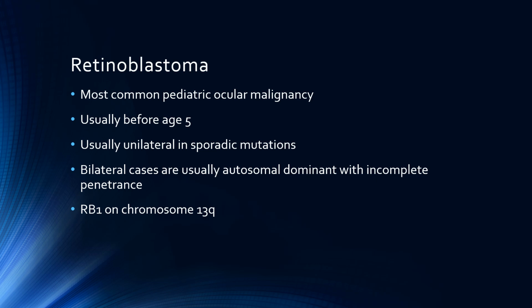Retinoblastoma is the most common pediatric ocular malignancy, typically will present before age 5, and it's usually unilateral if the mutation is sporadic. Bilateral cases are usually autosomal dominant hereditary retinoblastoma with an incomplete penetrance in the parents. This is affecting the RB1 gene on chromosome 13.